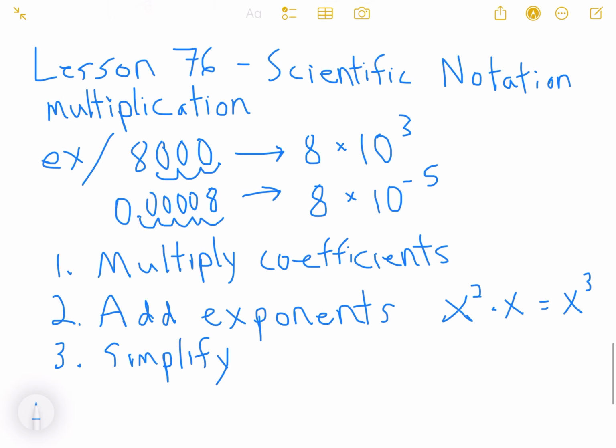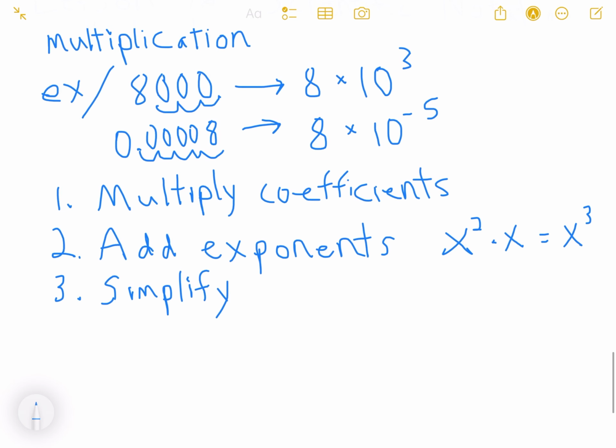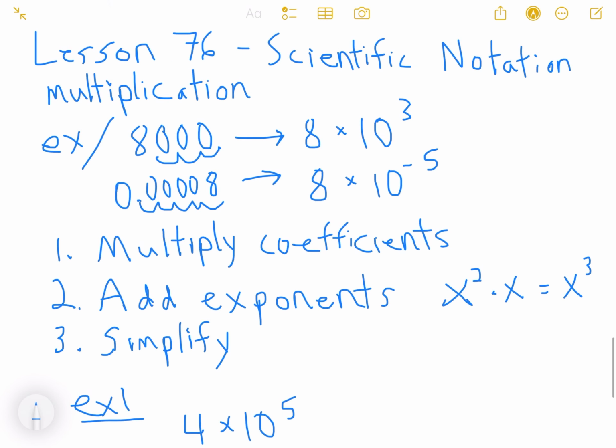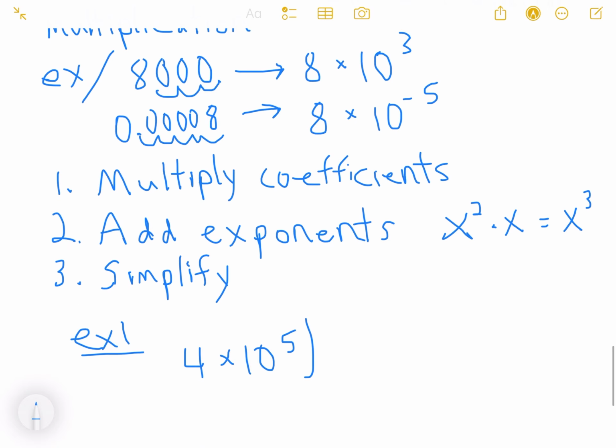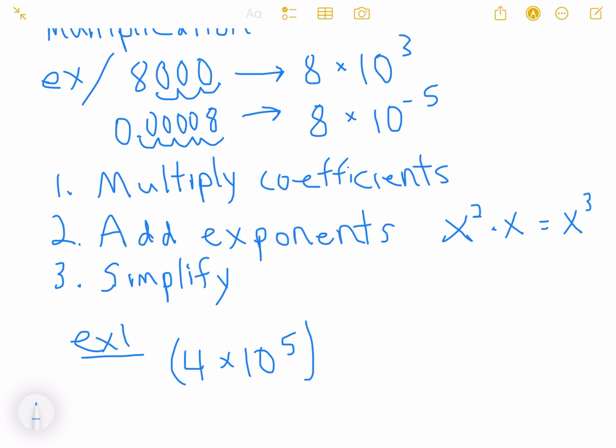Let's look at an example. Example 1: I have 4 times 10 to the power of 5, in parentheses, and then I have times 2 times 10 to the power of minus 2.